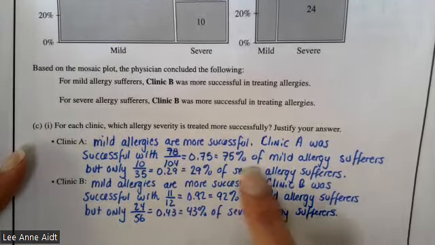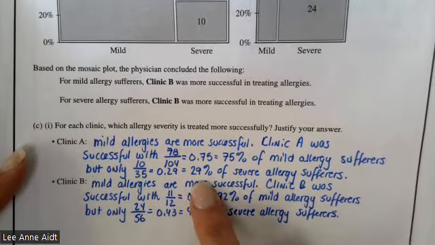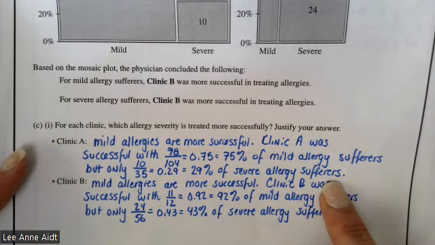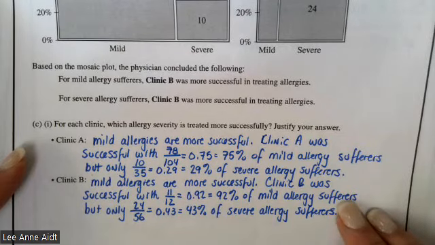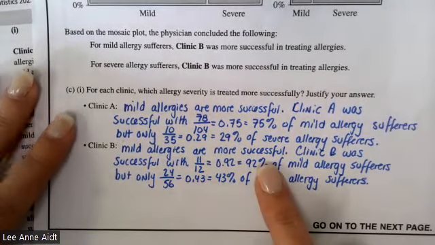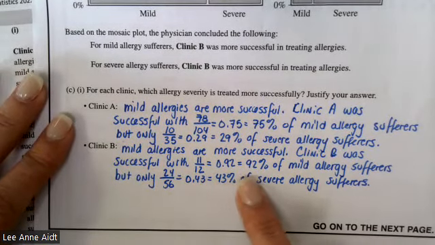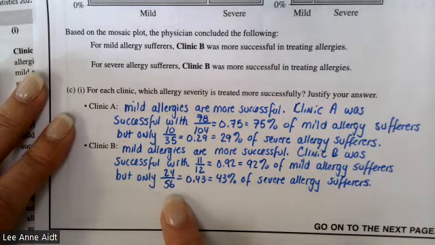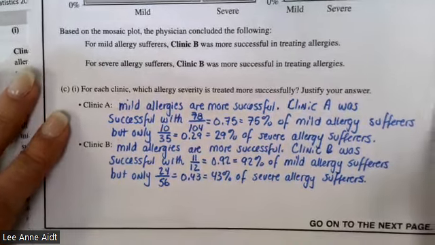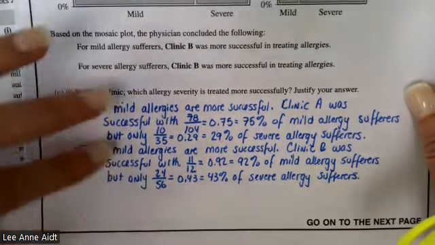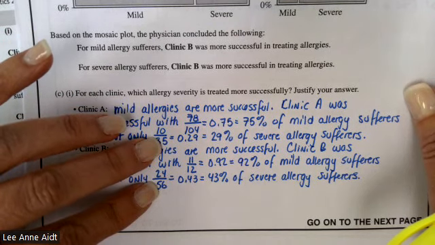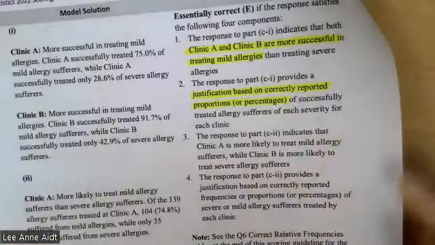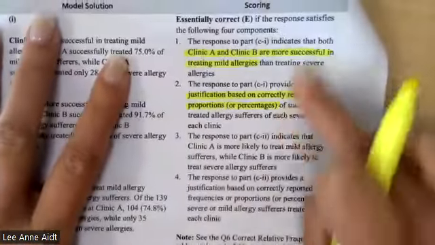I could have just said 75% of mild allergy sufferers, but only 29% of severe allergy sufferers. I think I was just writing out my thoughts there. Okay. And then for Clinic B, I said mild allergies are more successful. Clinic B was successful with 11 out of 12, 92% of mild allergy sufferers, but only 43% of severe allergy sufferers. Okay, so you needed to say mild was better in both and give some kind of correct justification for those. So that was the first two.